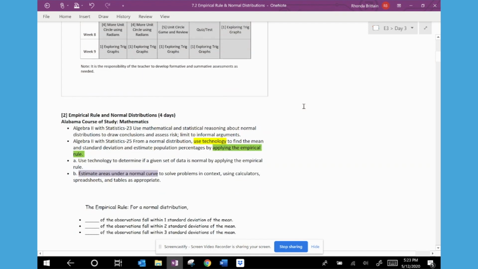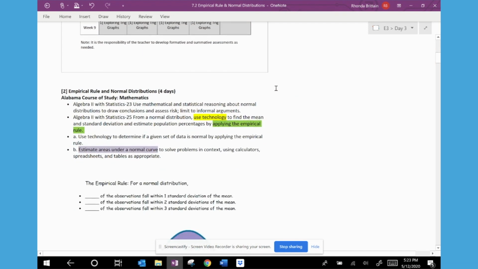In the scope and sequence, the standards that we're going to cover here are standard 23 and also standard 25. I've highlighted a few things that you may want to make note of, which is that we need to use technology for some of the summary statistics. And also on this part B, we need to estimate areas under the curve also using calculators. And in the follow-up video, I have instructions on how to use the TI-84 or Desmos. And then we also want to apply the empirical rule.